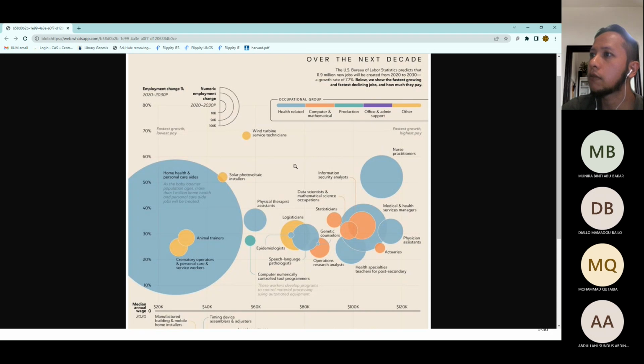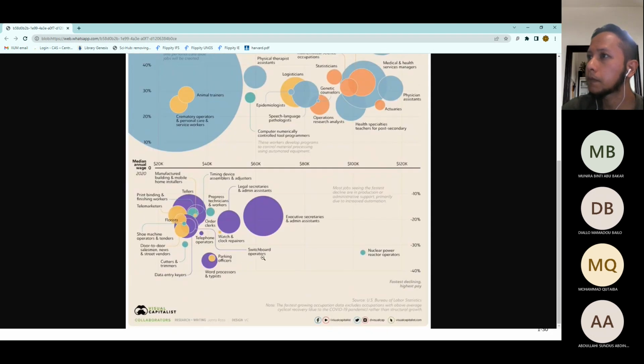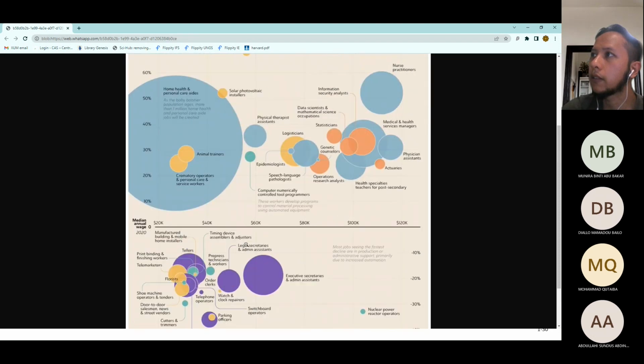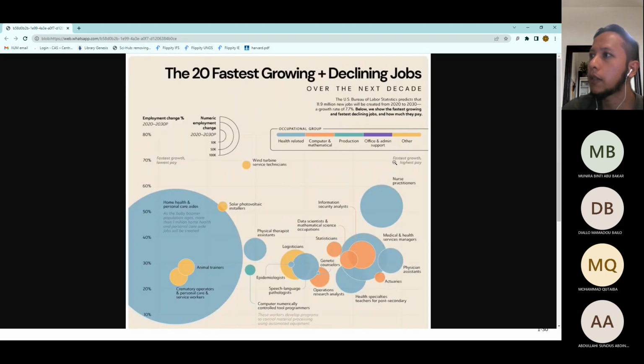Purple, office and admin. So basically, office and admin will no longer be relevant in the next decade. But the opportunity will come in terms of healthcare. So if you are in the health industry, this is where you will see growth in terms of jobs.